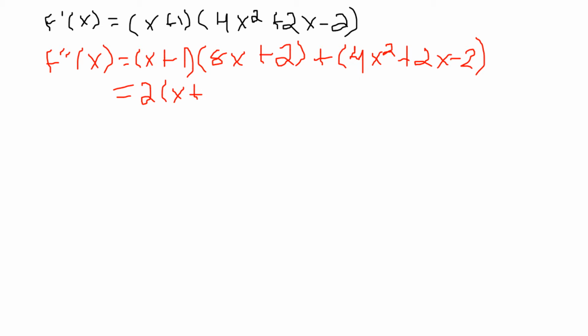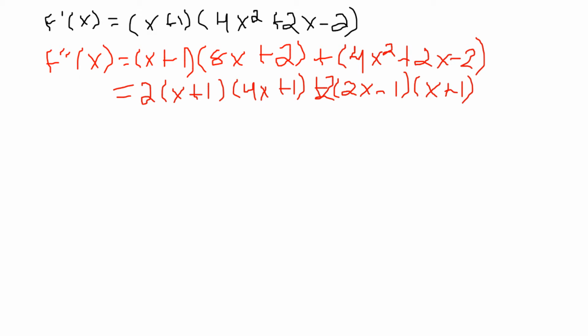So we're going to use the product rule again. So the first x plus 1 plus 1 times the derivative of the second, which is 8x plus x plus 2 plus the second 4 plus the second 4x squared plus 2x minus 2 times the derivative of the first, which ends up being 1, so we can ignore that.